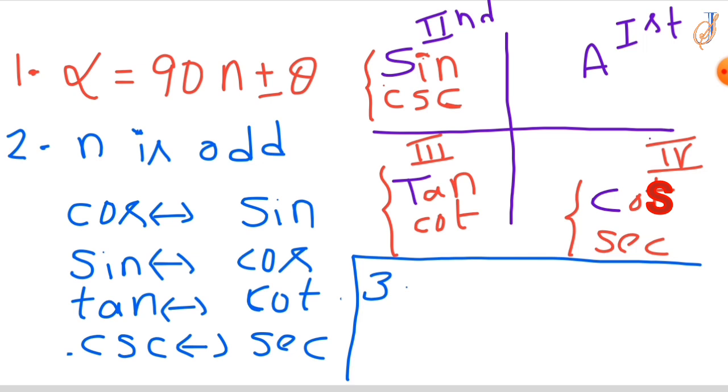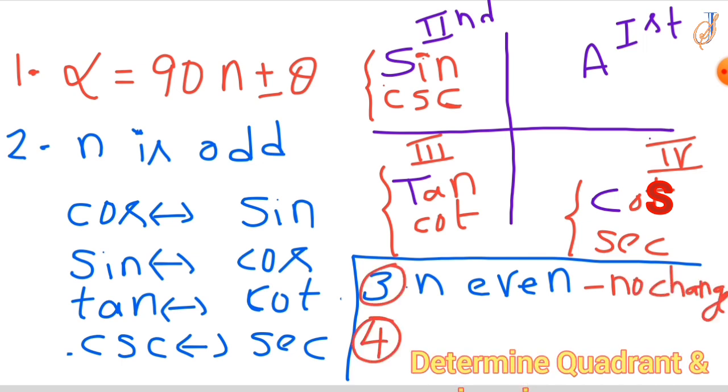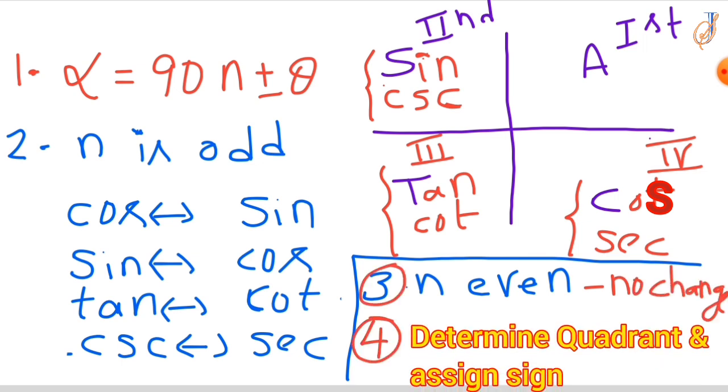The third step is, if n is even, no need to change anything. You just write it as it is. If n is even, no change. The last step is to determine the quadrant and assign the sign. So you need to find which quadrant the angle is in and mention the sign. Is it positive or negative? These are the 4 steps. Let's go for the examples to understand more clearly.